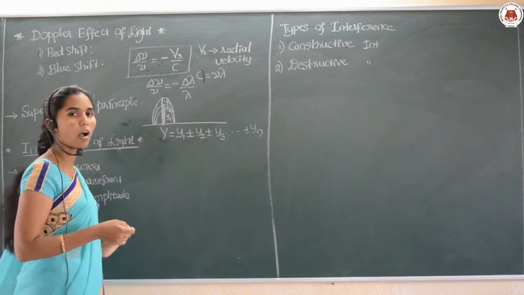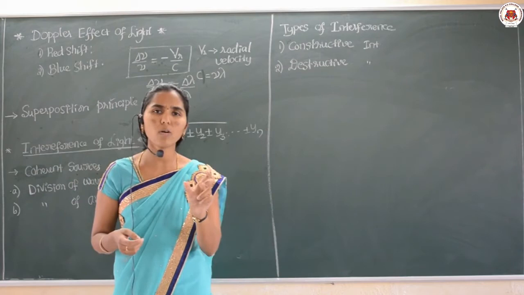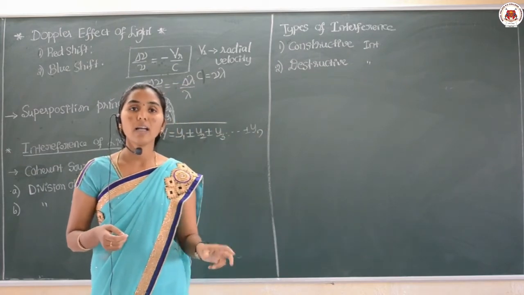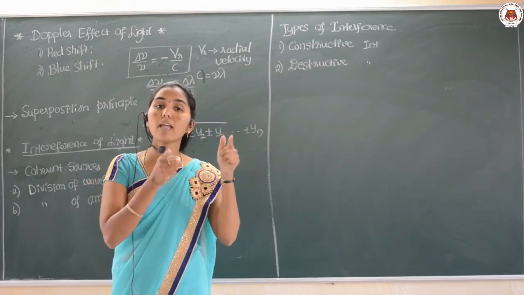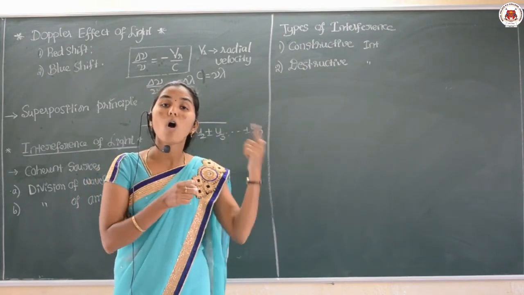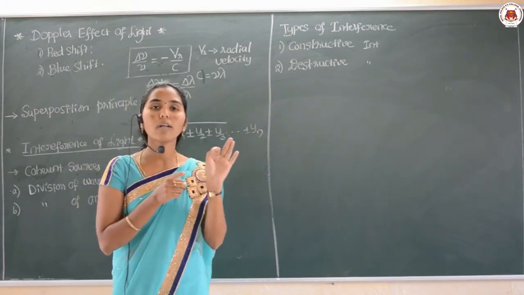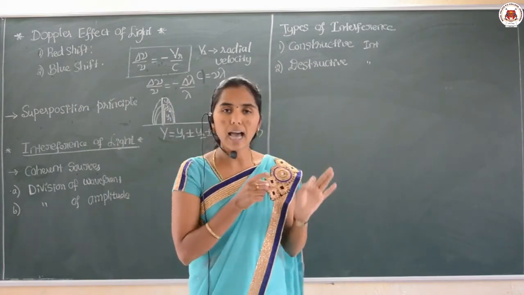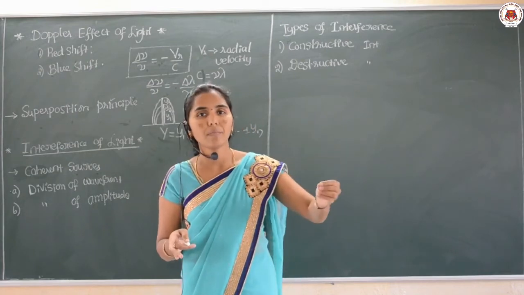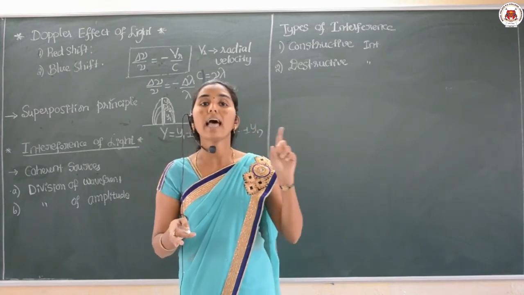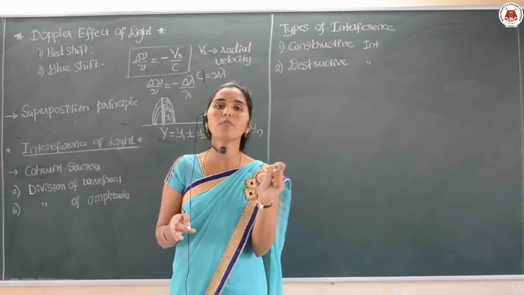Coherent sources are what? Coherent sources means any source of the light continuously emitting light waves of the same phase or zero phase difference. See here, coherent sources are any sources of the light continuously emitting light waves of the same phase or zero phase difference.